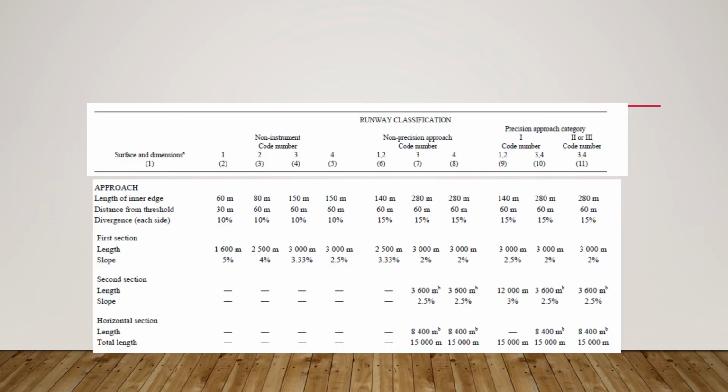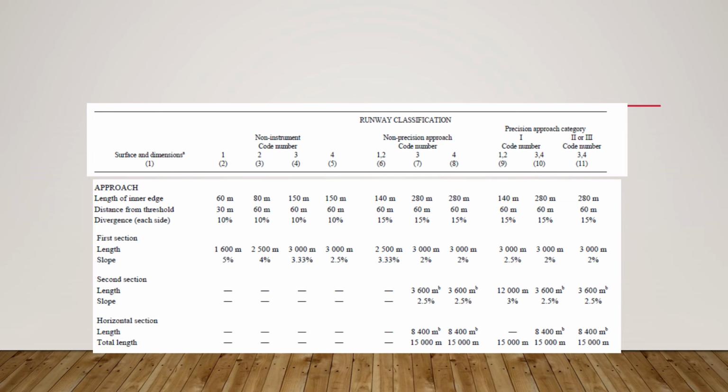So in case of the approach surfaces for a precision approach category 1, runway code number 3 and 4, the length of the inner edge would be 280 meters, that is 140 meters on either side of the extended center line, starting at a distance of 60 meters from the end of the runway, or in case a clearway is provided, it starts from the end of the clearway, with a divergence of 15% on each side, therefore making it into a triangular funnel which makes the approach surface.